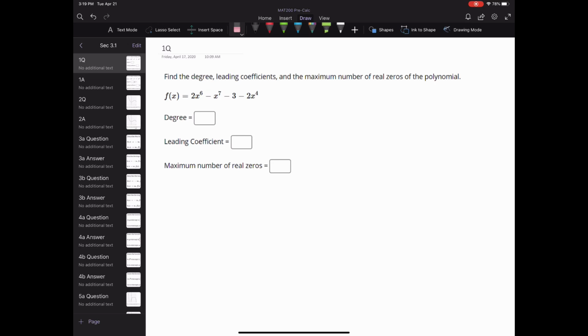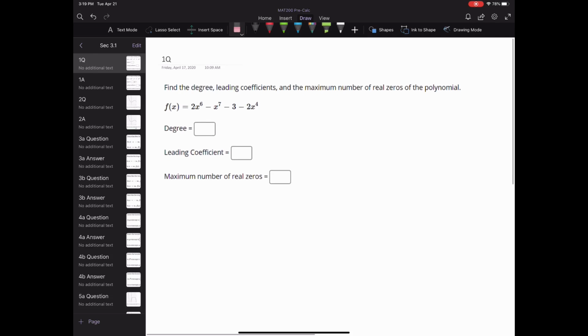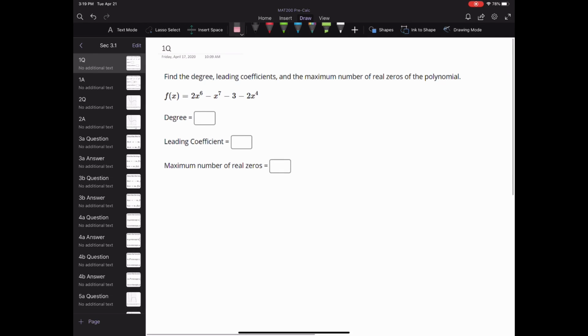In order to find the degree, we have to look at the exponents and write the highest of these exponents. Let me do it in red instead. In this case, it's 7. So the degree of this polynomial is 7. The leading coefficient is the number in front of that variable. So the leading coefficient is -1.